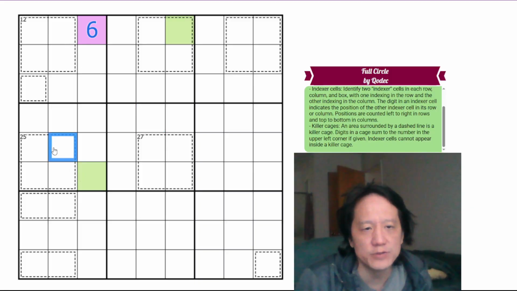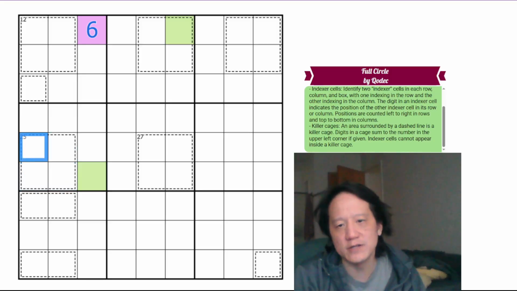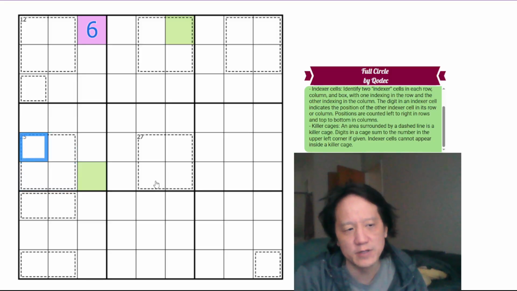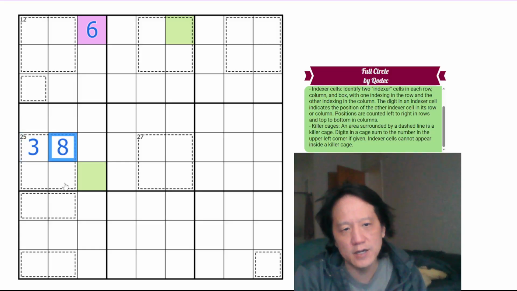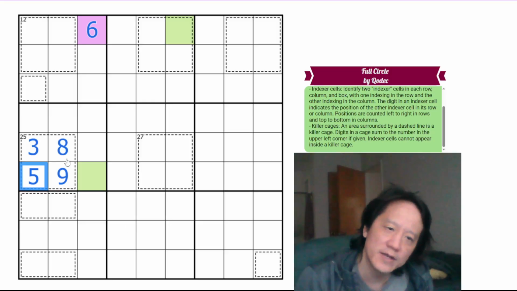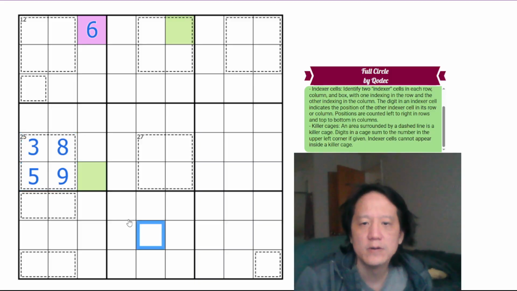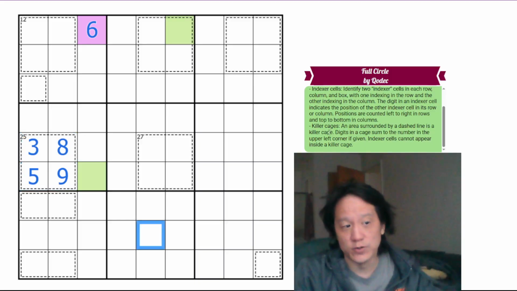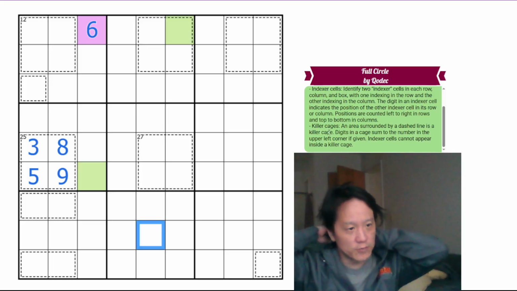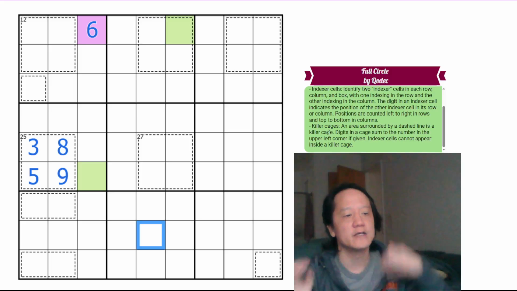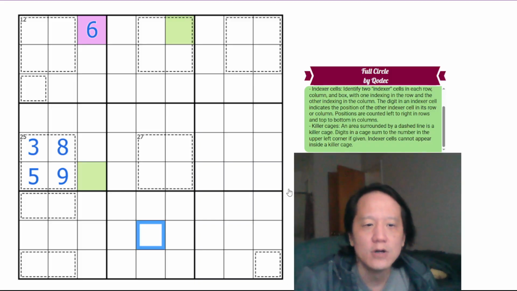And for example, these add up to 25, so a valid killer cage here could be something like, let's see, 3, 8, 9, and 5. That adds up to 25. So that's valid there. And those are all the rules. If you'd like to play along, there's going to be a link in the description. And now, I'm going to get started.